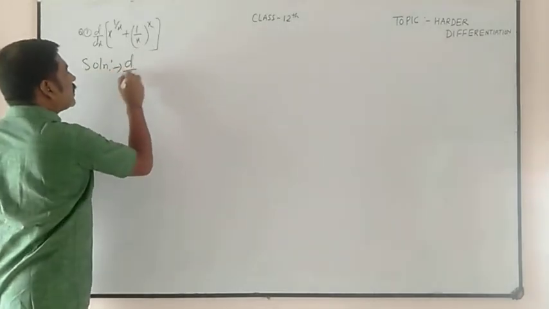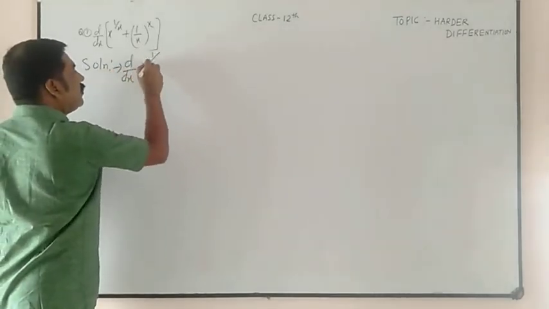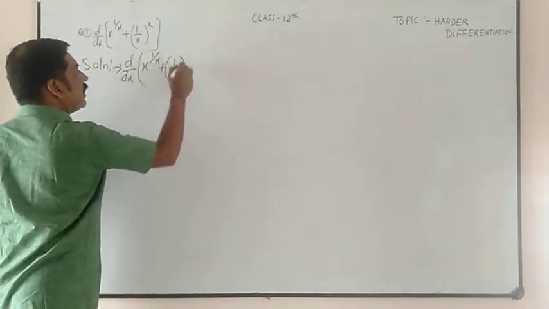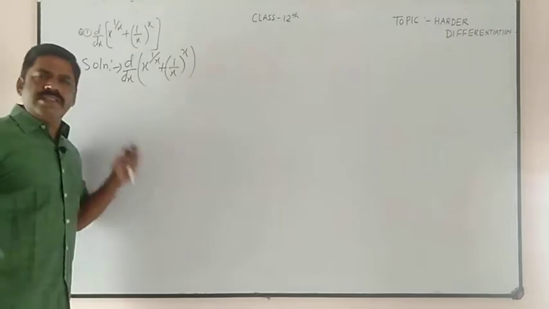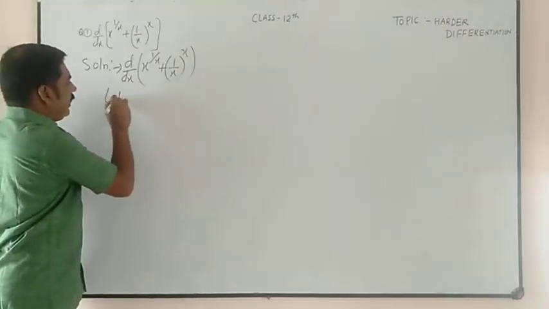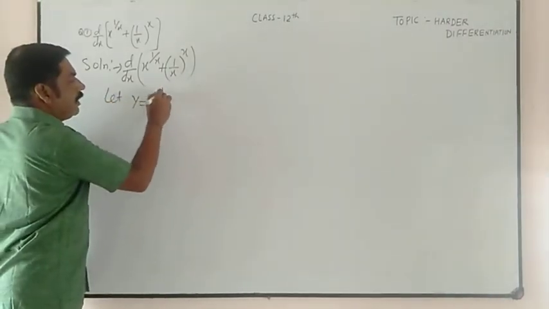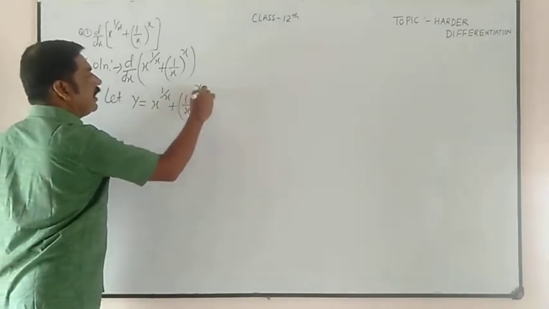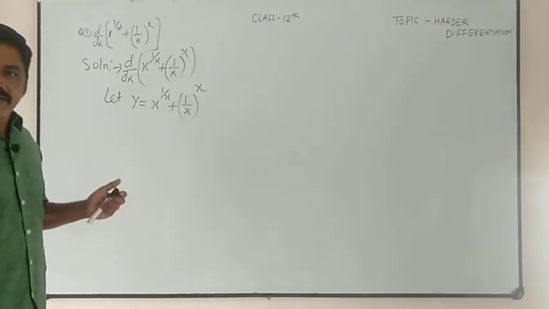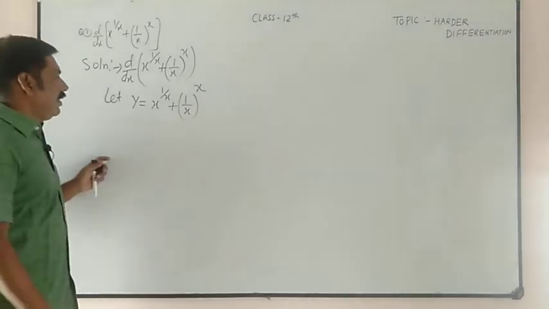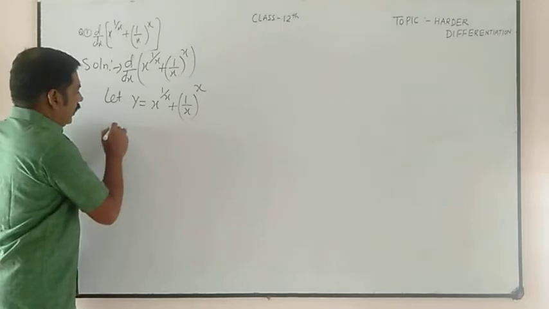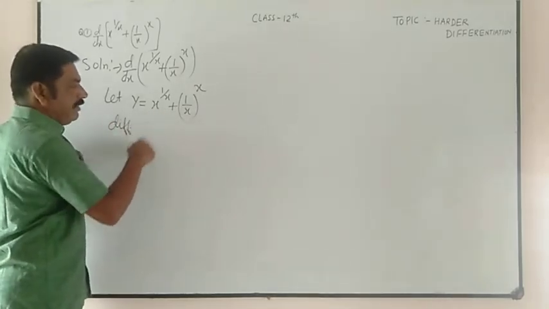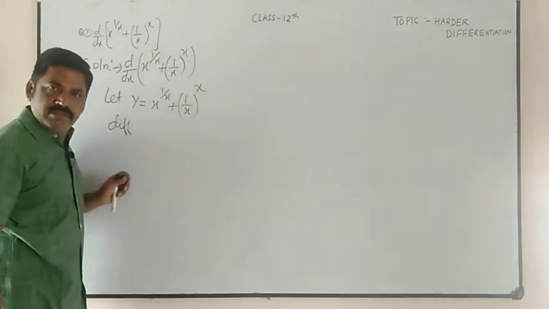d by dx of x raised to 1 upon x plus 1 upon x raised to x. Clear? So this is the question. Now let y is equal to x raised to 1 upon x plus 1 upon x raised to x. Clear? Now for differentiation, we can't take log on both the sides because there are two terms. If there is one term, we can take log on both the sides.